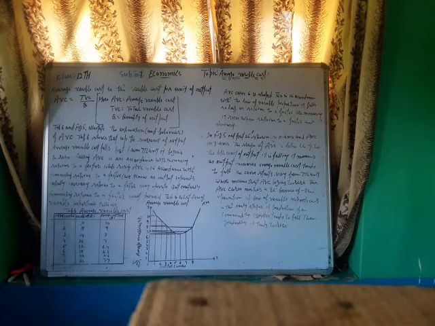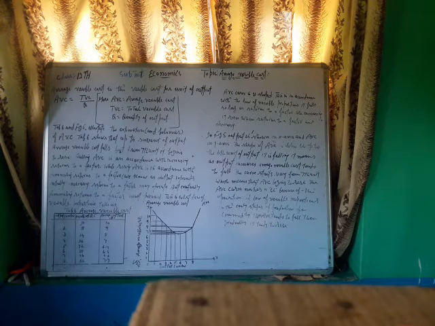Let us talk a little about the table. When output is 1 unit, variable cost is 10 rupees, average variable cost is 10. When output is 2 units, variable cost is 18 rupees, average cost is 9. It means 18 divided by 2, that's 9.